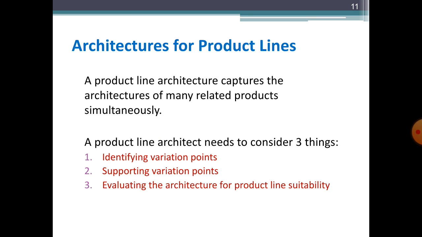And the third one is evaluating the architecture for product line suitability. The last aspect of architecture for product line is the evaluation of our architecture. So basically the architecture is evaluated for its robustness and generality as well. The evaluation process focuses on what to evaluate, how to evaluate, and when to evaluate our architecture. These kinds of questions are addressed in the evaluation stage as well. So students, these are the three different things we need to consider for product line architecture.